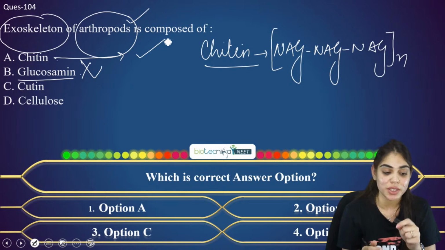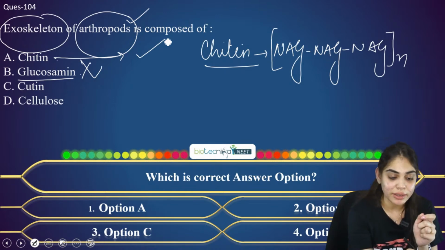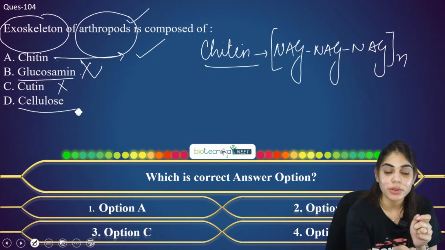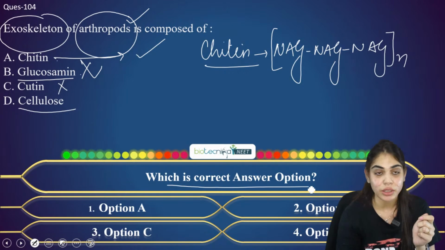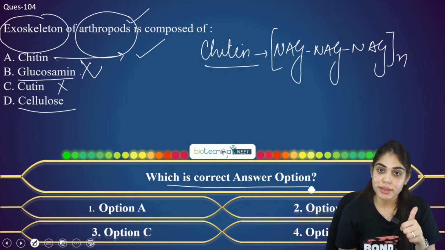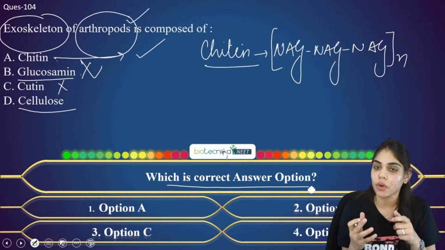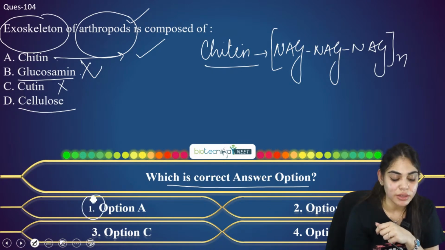Now let's come to option C, that is cutin. We all know that cutin is a derived lipid. So again, this is a wrong option. And cellulose is a polysaccharide, that is a carbohydrate. Now here we have to select the correct answer. Out of 4 options, we have just seen that chitin is the right answer, responsible for forming the exoskeleton of all arthropods as well as the fungal cell wall. So the right answer is option 1.